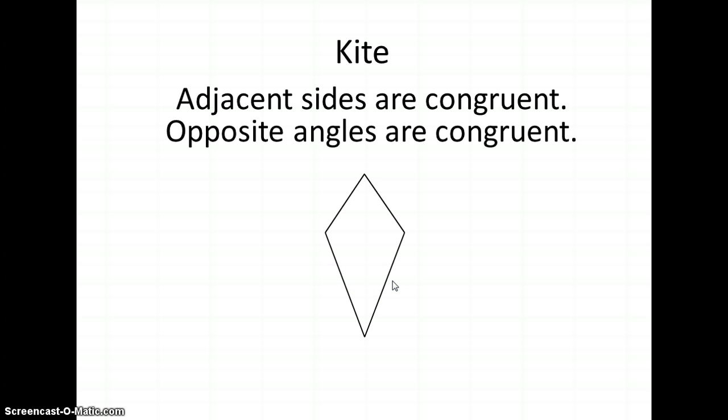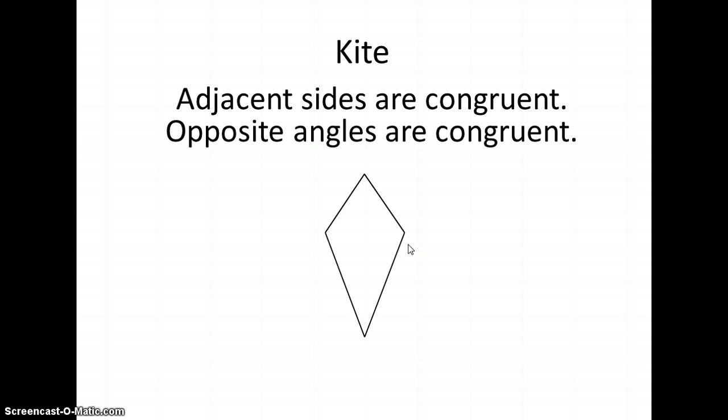And it also has 1 pair of opposite angles that are congruent. So this side and this side, this angle and this angle. But not these 2. Only 1 pair of angles is congruent, and they're opposite of each other.